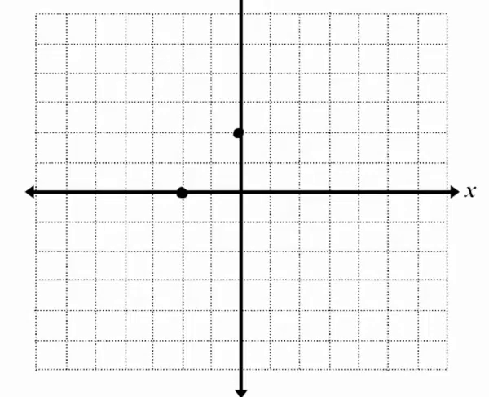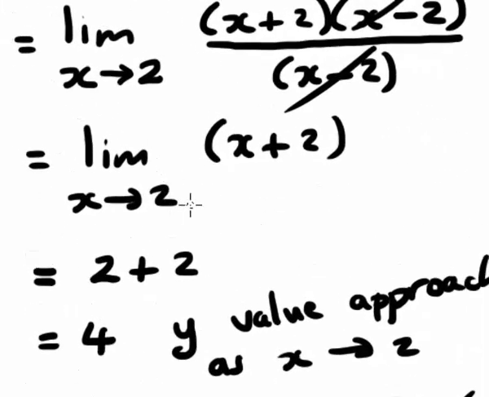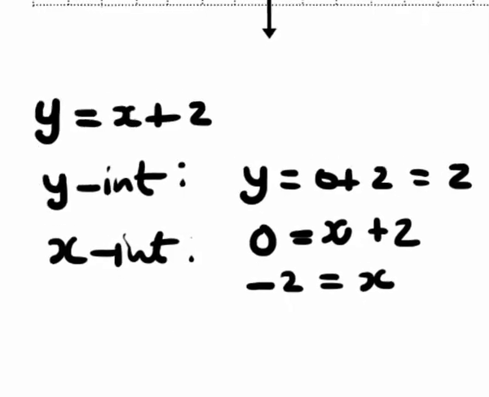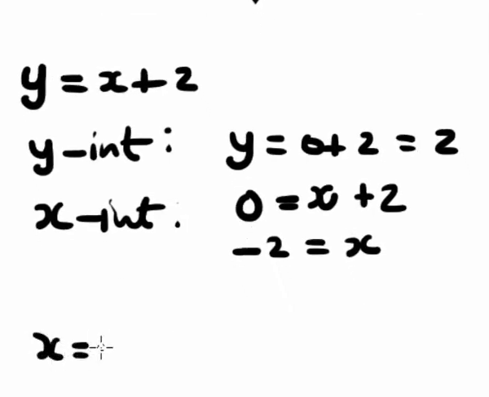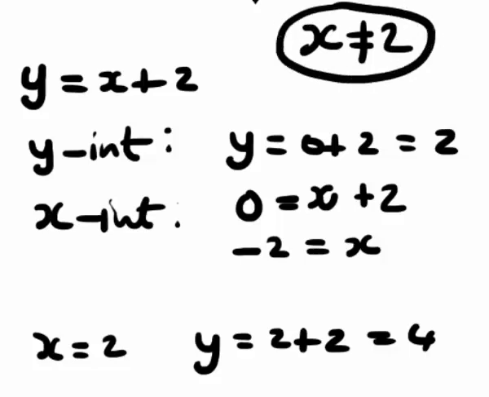And what is going on? There's something very interesting that's happening at x is 2. Well, if you think about it, if x is equal to 2, your y would have been 2 plus 2. It would have been 4. But remember, in the original, x is not allowed to be equal to 2. So what does this mean?